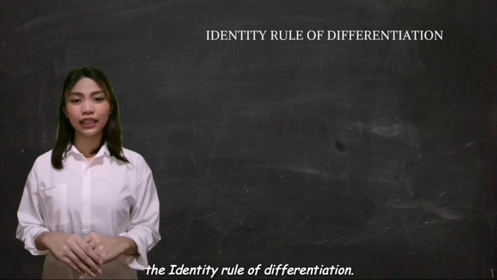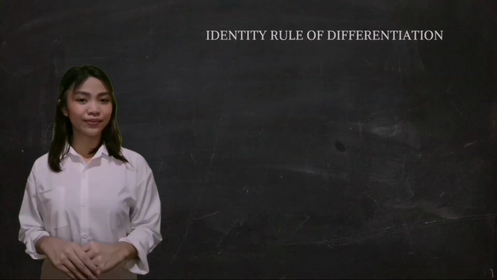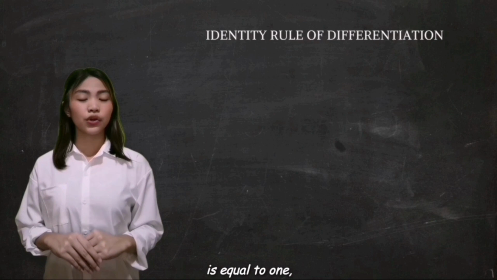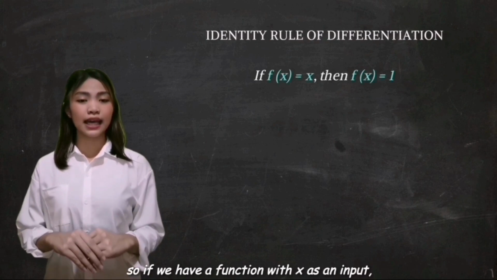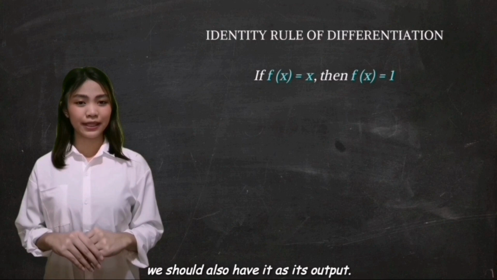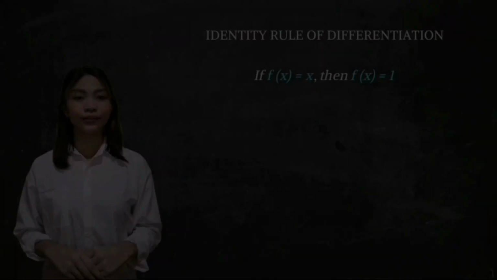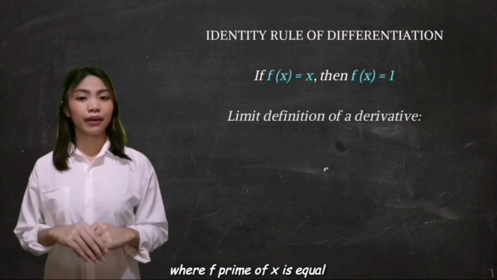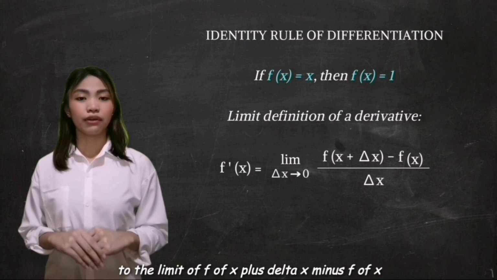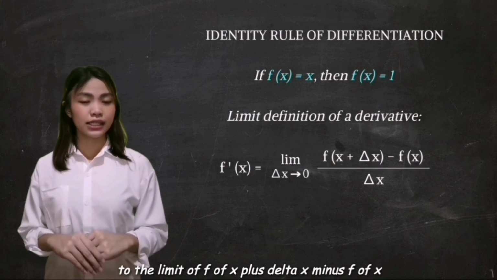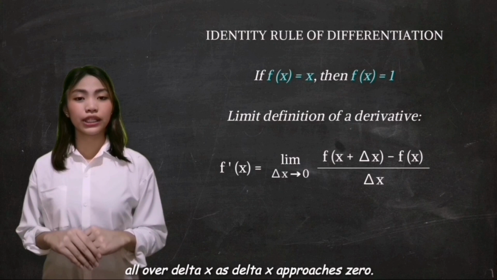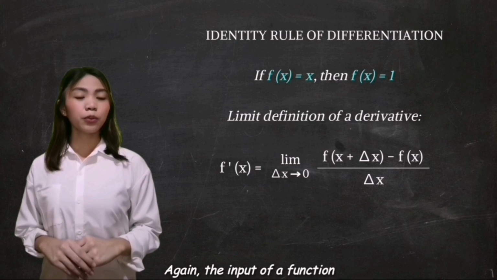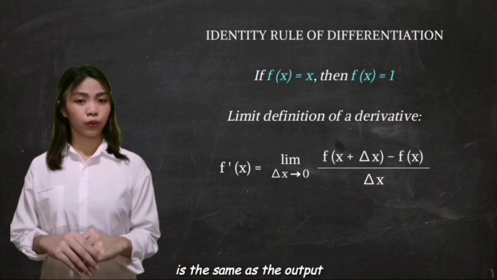The fourth theorem is the identity rule of differentiation. This means that the derivative of a function is equal to 1, so if we have a function with x as an input, we should also have it as its output. To prove this, we will be using the definition of derivative, where f prime of x is equal to the limit of f of x plus delta x minus f of x all over delta x as delta x approaches 0. Again, the input of a function is the same as the output.